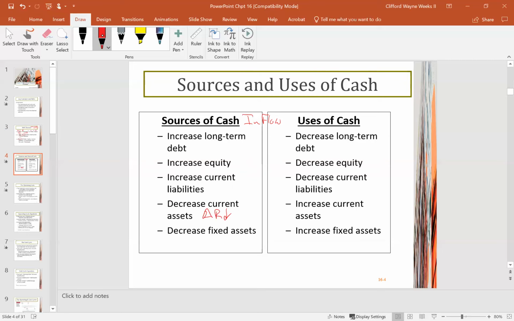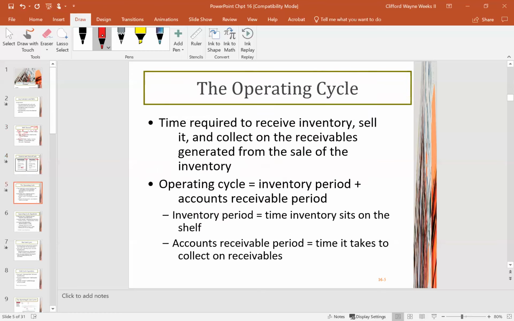And so the uses of cash, or the outflow, are pretty much just the opposites, right? We could buy back our bonds, or we could pay those bonds off. We could purchase treasury stock, decreasing equity. We could decrease the current liabilities, so we're paying back our liabilities, or increase current assets. We could take that cash and buy inventory, or we could take that cash and buy buildings, equipment, and land. So hopefully that's pretty straightforward.